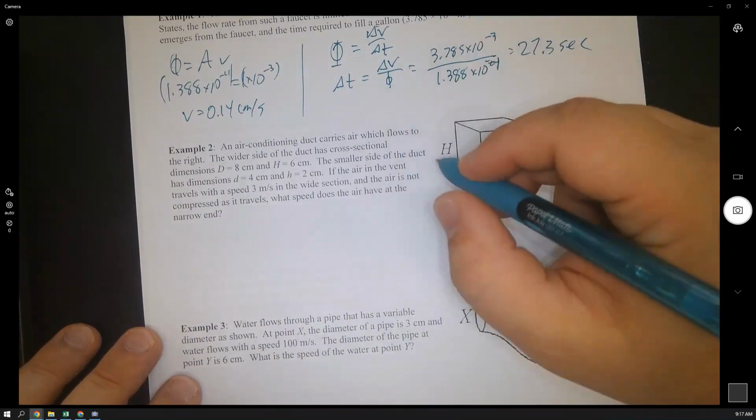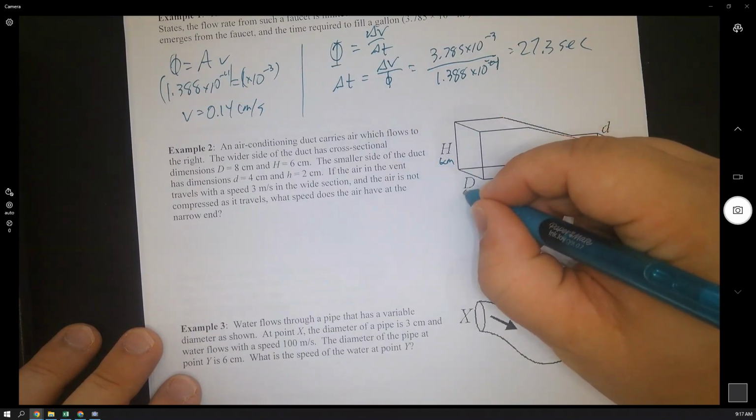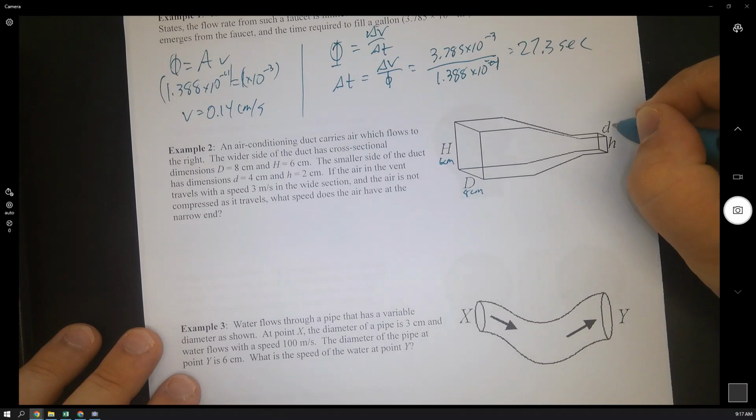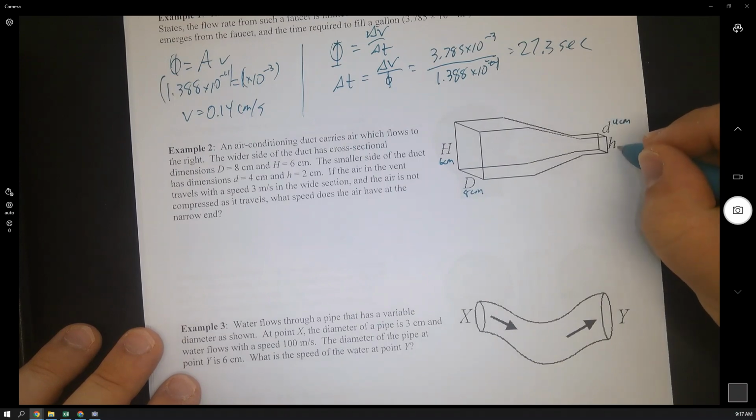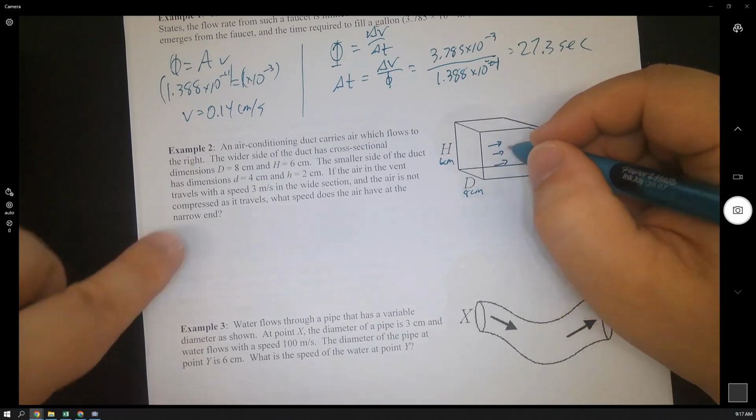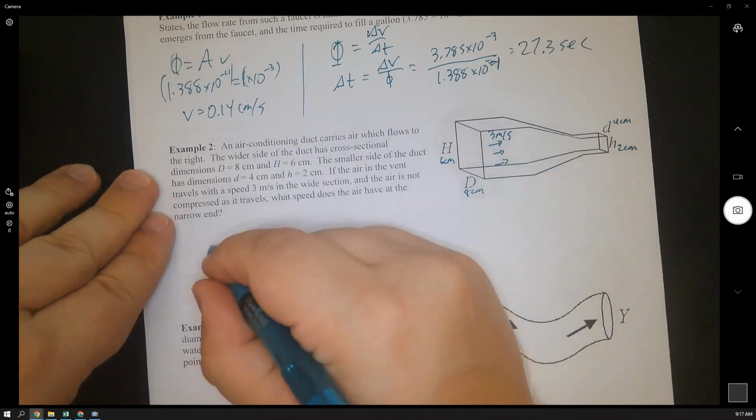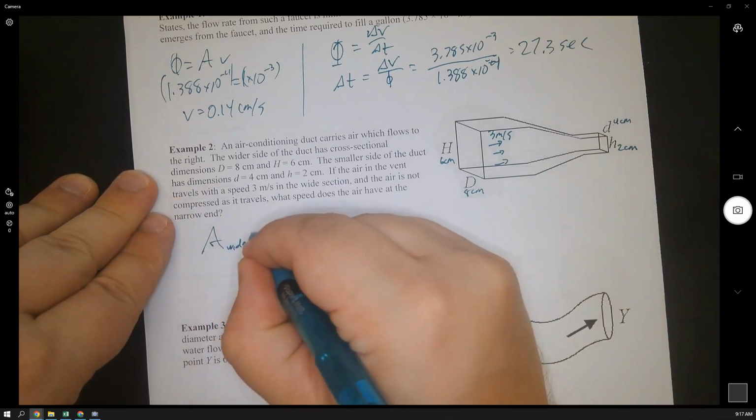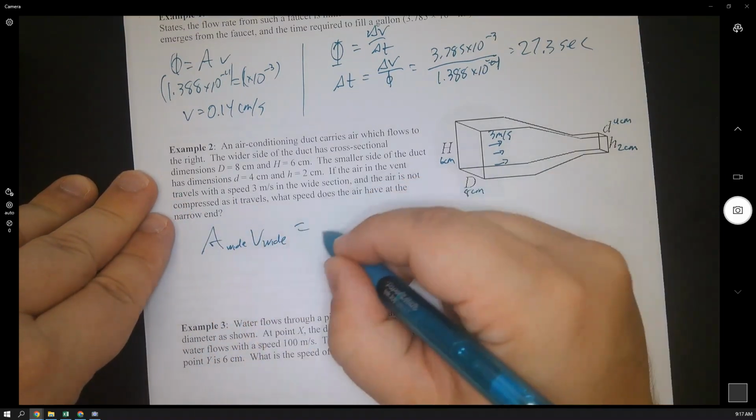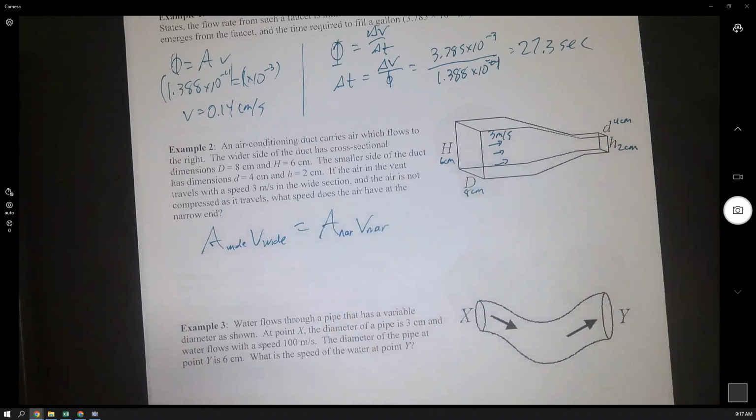Okay, so this height is 6 centimeters. This width is 8 centimeters. This width is 4 centimeters. This height is 2 centimeters. And we're told that the speed in the wide section is 3 meters per second. So you can say area wide times velocity wide equals area narrow times velocity narrow. Now, you can call it 1 and 2 if you want, but anytime I have 1 and 2 subscripts, I try to replace them with something meaningful in the problem.